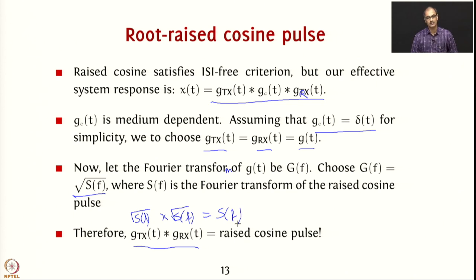And you know that S of f satisfies the condition that the summation of S of f plus m upon T, for m from minus infinity to infinity, is 1. That is, it satisfies the Nyquist ISI free criterion. So it's actually useful for us to choose GTX and GRX to be the same root raised cosine pulses, where the root is taken in the frequency domain.